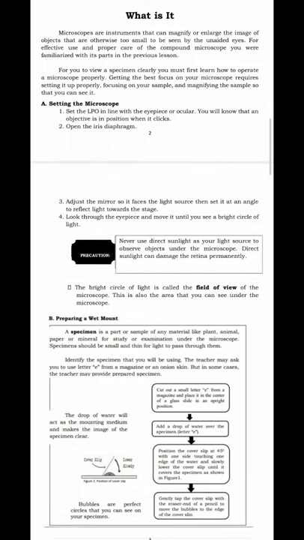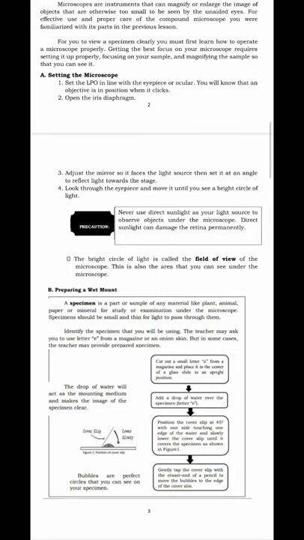It says here, microscopes are instruments that can magnify or enlarge the image of objects that are otherwise too small to be seen by the unaided eyes. For effective use and proper care of the compound microscope, you were familiarized with its parts in the previous lesson. So, in the last lesson, you already know the different parts of the compound microscope because it was already discussed to you and I gave you a video about the parts of the microscope which was discussed by Mom Faye Bringas. So, for you to view a specimen clearly, you must first learn how to operate a microscope properly. Getting the best focus on your microscope requires setting it up properly, focusing on your sample, and magnifying the sample so that you can see it.